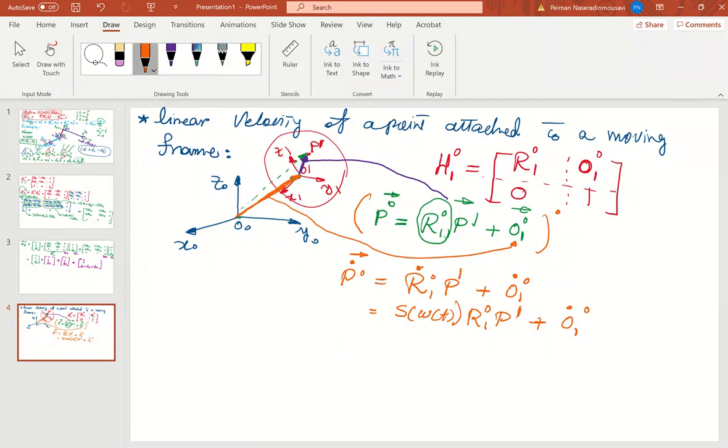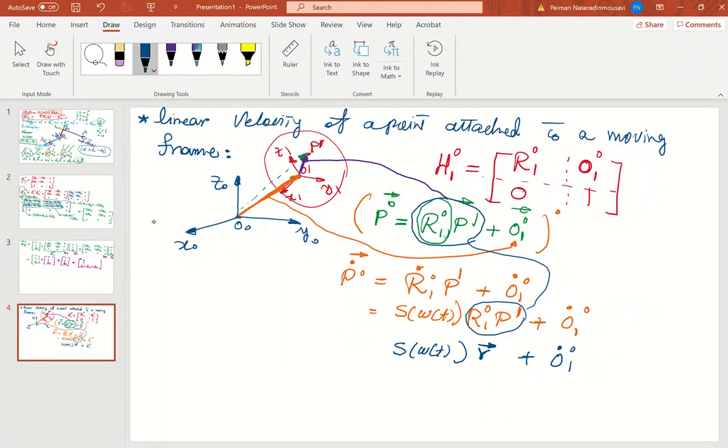Obviously this statement, what is it? This is the position vector of point 1 expressed in the base frame. So I'm going to say R, position of 1, multiplied by S omega of t plus O dot 1 with respect to 0.